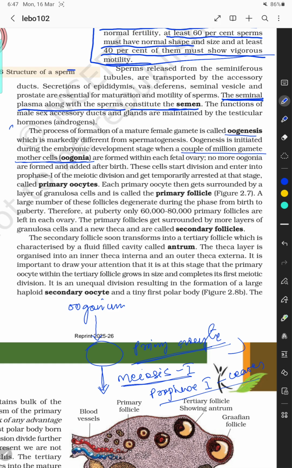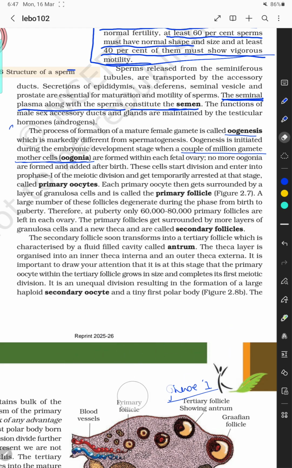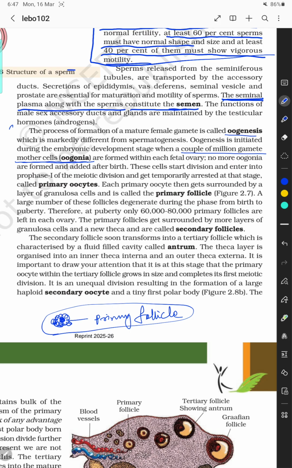So what will be the ploidy of the primary oocyte? Will it be 2n or n? It will be 2n. Why not n? Meiosis has started but not finished, so it remains 2n. Okay, and after birth this primary oocyte, I think up to this it is clear. Suppose this is a primary oocyte, it is enclosed by a layer of cells and this structure is known as primary follicle. So when a child is born, there are millions of such primary follicles.